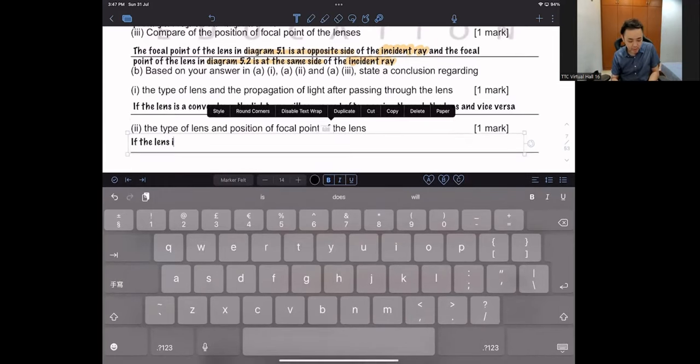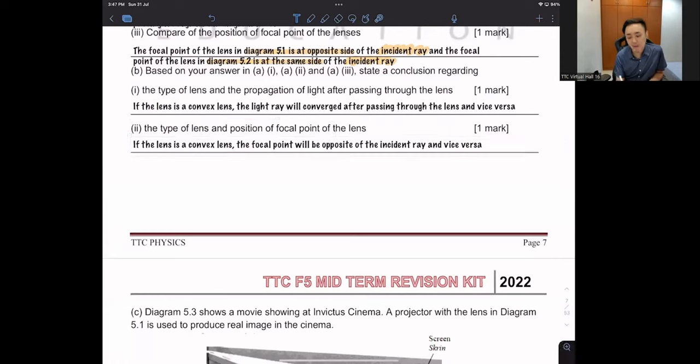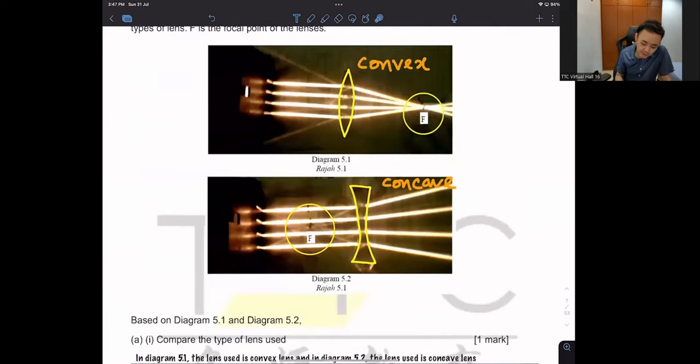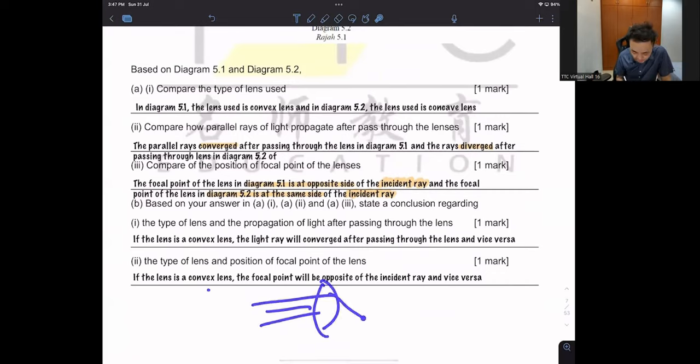Well, same thing. If the lens is a convex lens, the focal point will be opposite side of the incident ray and vice versa. That's a very good word to use every time, vice versa, then you ready. But of course, you say, what if my teacher doesn't like me using vice versa in exam, right? Then you follow along. Because at the end of the day, it's your teacher that is marking your paper, not me, right? But I'm telling you, okay. Incident ray is this, the light shooting out. So concave lens, incident ray is like that, and then convex. After that, pass by. Here only got focal point. Incident is here, opposite side. Vice versa means the logic reverse.